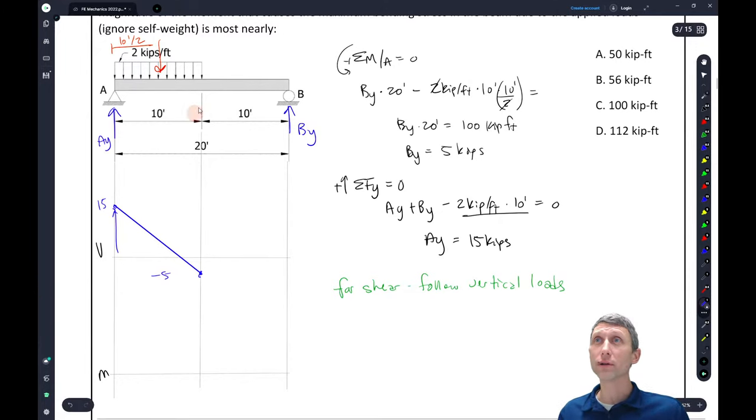We have torsional shear stress, and a couple other things going on, but there it is, the transverse shear flow. Here's our VQ over IB. But for what we're doing, we're not looking at a stress in a beam. We're just looking at an average shear stress in a bolt. Okay, a little bit different. I'm just going to write it down here.